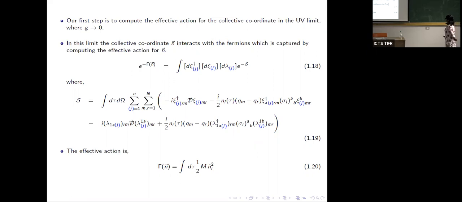And after doing this functional integration, what we find is that the effective action is that of a free particle which is moving on the surface of the sphere. So there is no interaction left, even though it was interacting with the hypermultiplet fermions and the vector multiplet fermions. There is a cancellation happening between the hypermultiplet and vector multiplet fermions. It precisely cancels the interaction terms. So what we get is the action of a free particle on the sphere.